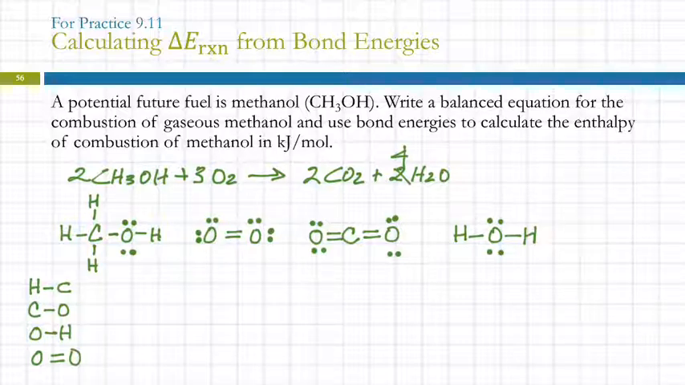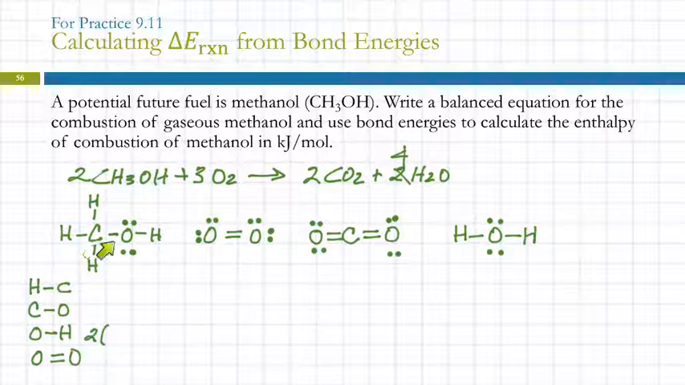Each of these requires energy. If I have 2 bonds, it requires twice as much energy, so I need to know how many of these I have. I have 2 moles of methanol. In 1 mole of methanol, I have, well, let's just start with an easy one. In 1 mole of methanol, I have 1 mole of OH bonds. In 2 moles, I have 2 moles of OH bonds, right? So the OH is going to be 2 times the bond energy.